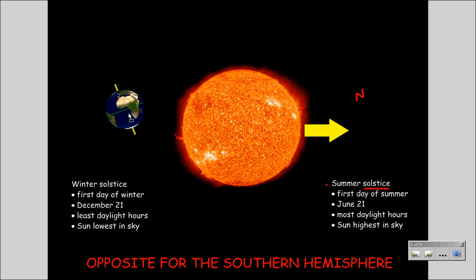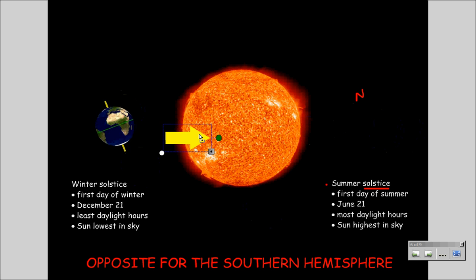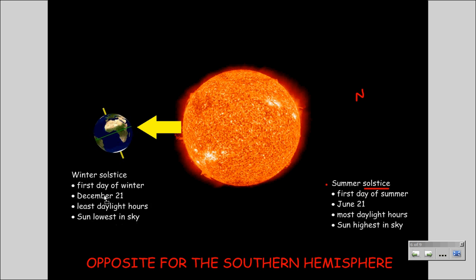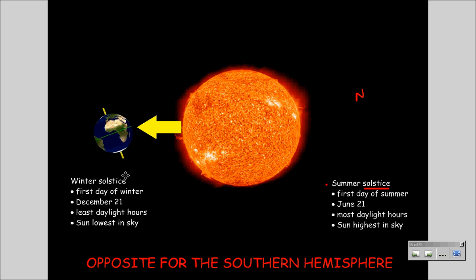So going from summer to winter, we've looked at a span of 6 months. Now our northern hemisphere is tilted away from the sun. Now in the southern hemisphere, those people would be experiencing summer. For us, it would be winter. We're getting less solar radiation. The first day of winter is called the winter solstice, typically December 21st, give or take a day. It has the least daylight hours, and the sun rises to the lowest position in the sky.